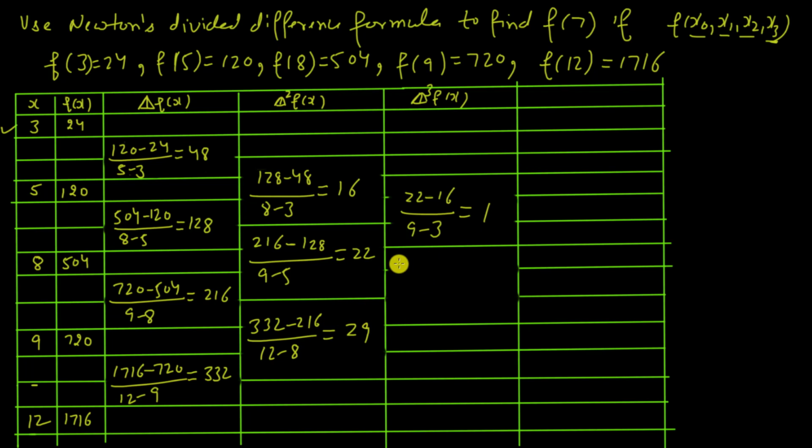Similarly, 29 minus 22. Now 3 is left behind, and now start from 5, leave 2, 8 and 9 is left. So it will be 12 minus 5. So this will be 12 minus 5. So this will be 1.